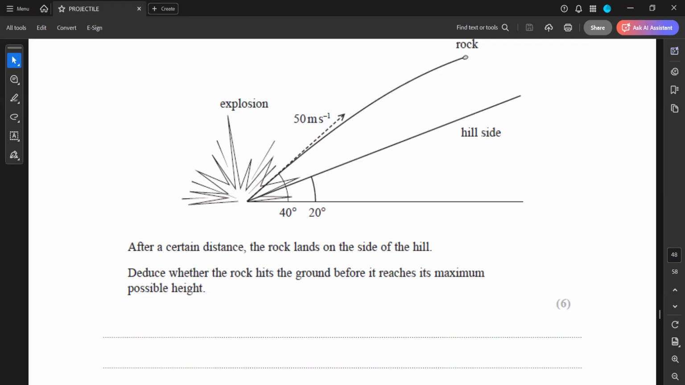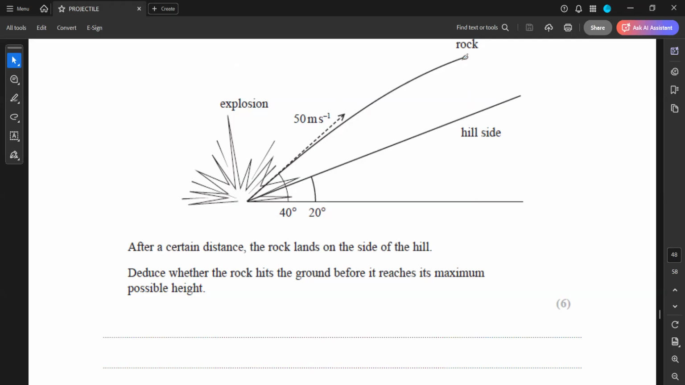So what we can do, first we can find the maximum possible height. What will be the maximum possible height? And we will compare this with the hillside. Like, what is the height of the hill? How will we get the height of the hill? We will compare the two positions.